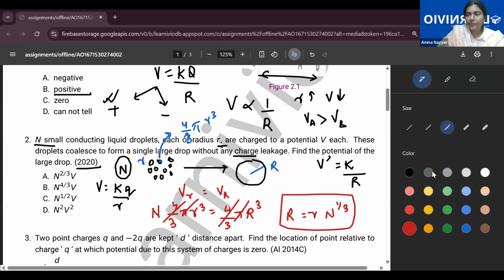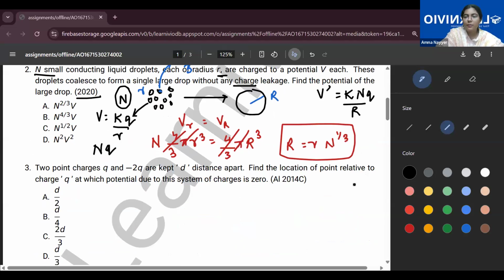Now coming to the potential of the bigger one. It says charge has not ceased. I told you this is significant: without any charge leakage, whatever was the charge earlier will be exactly the same charge. If one single drop has the charge small q, then n drops will have the charge n into small q. So here also the charge will still be n into small q, and R has a new value here. So I'm writing it over here.